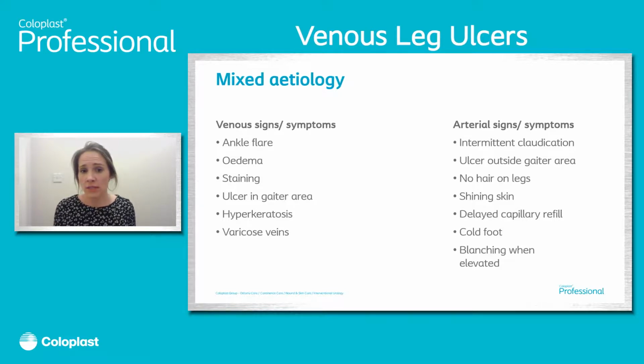Signs of arterial disease. So if you're seeing a combination of all of these things, or some from each of the lists, then it's likely that you have a mixed etiology ulcer. So it's really important that we're then thoroughly assessing that patient and seeing if they're still suitable for some level of compression, and you may need some guidance around that from your specialist nurses.